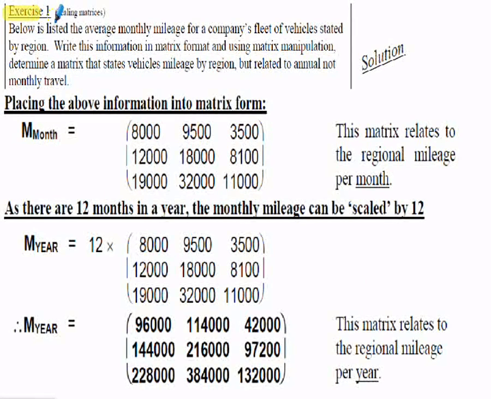So in exercise 1, we were given the list of average monthly mileage for the company's fleet of vehicles. That was stated by region. We're asked to write it in matrix form and then, using matrix manipulation, determine a matrix that states the mileage by region, but in terms of annual mileage, not monthly travel.